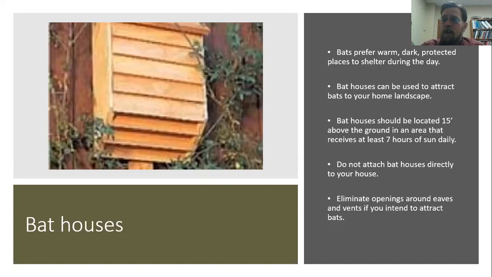Bat houses are a great way to attract them into your landscape. You want to put them pretty high up, so they need to be about 15 feet above the ground. So you want to put them up on a tree or other stand, a pretty good distance above the ground, in an area where it's going to get some sun, be able to keep it warm, and you don't want to attach them directly into your house. You don't want to give them the idea that your house is a place where they're going to be able to find shelter.